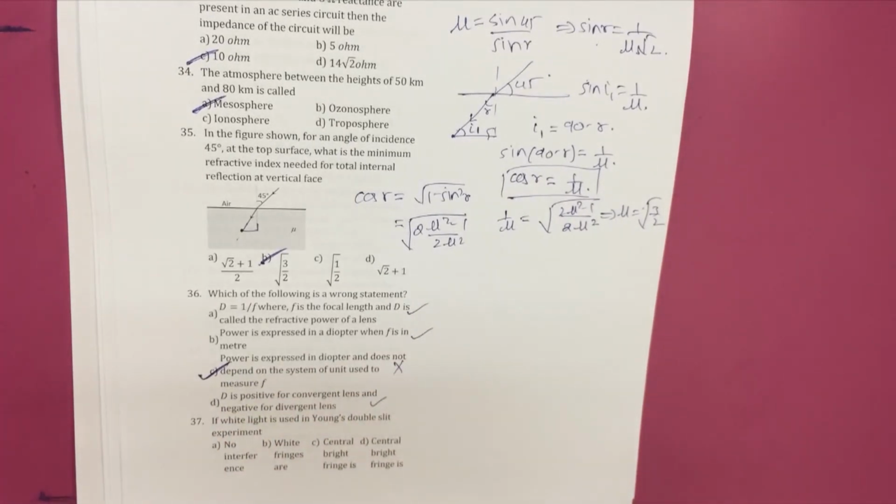That is, power is expressed in diopters, but yes, it depends on the system of unit that is used for F. That is the correct statement. And here the statement says that it does not depend on the system of unit used for F. But actually in reality, it depends on the system of unit that is used for F.